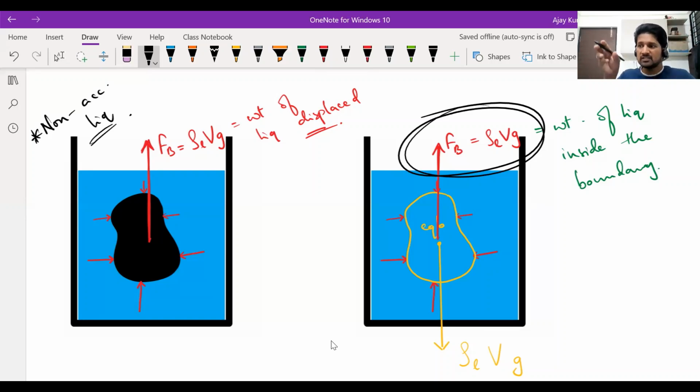Why will that happen? Why will some molecule suddenly decide to go down? They won't. Okay, they'll stay where they are. So in any case, if you want an expression for buoyant force, replace the immersed volume with the surrounding liquid itself. However much force is needed to keep that liquid in equilibrium, that much is the buoyant force.